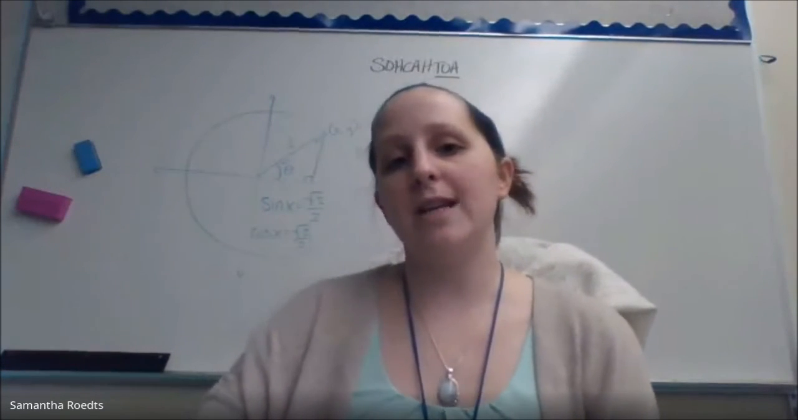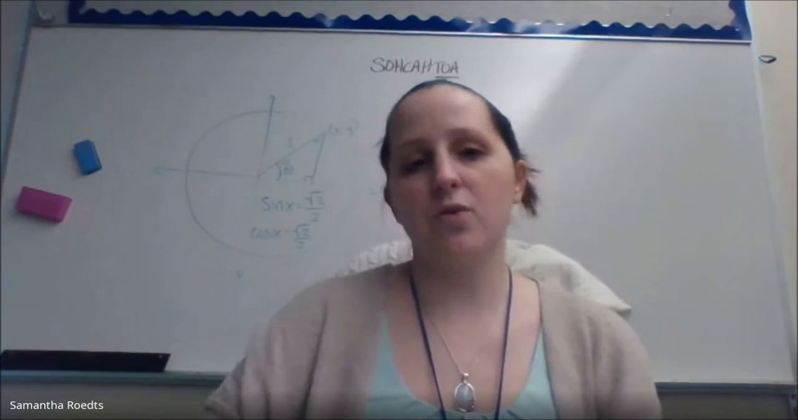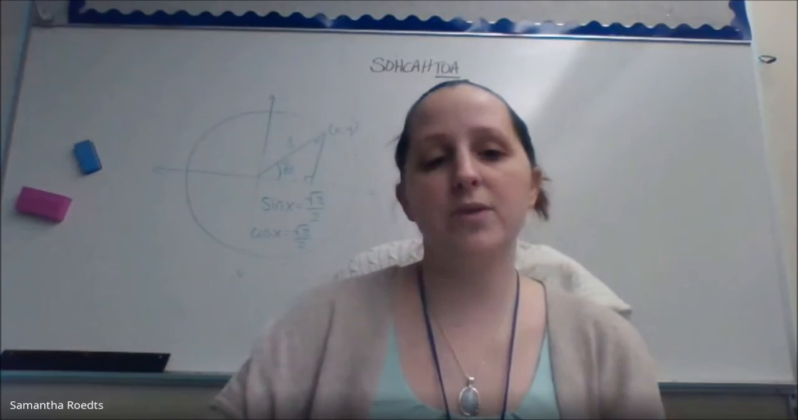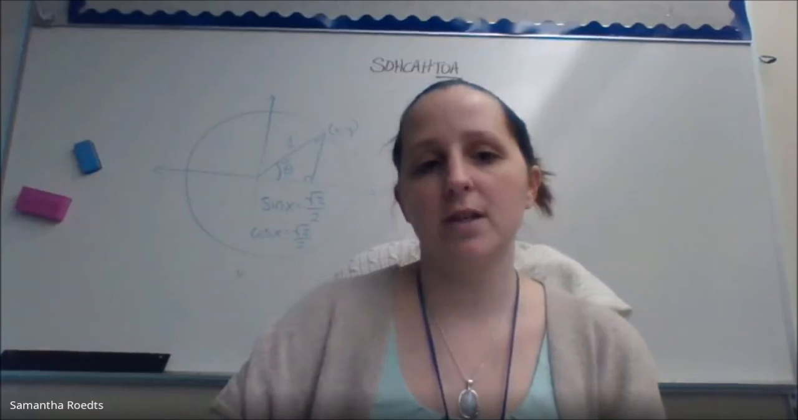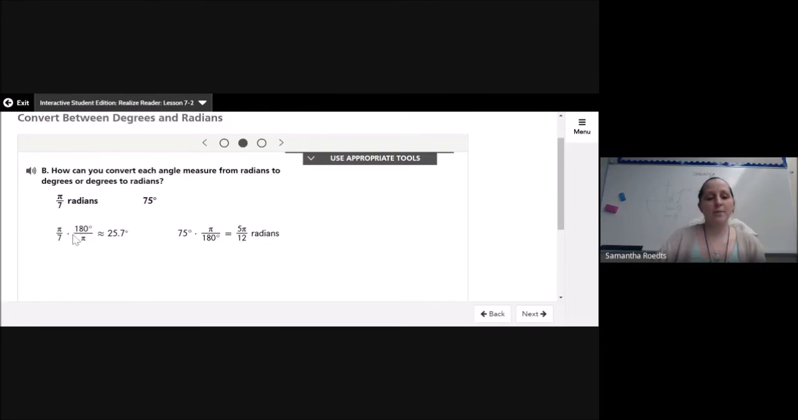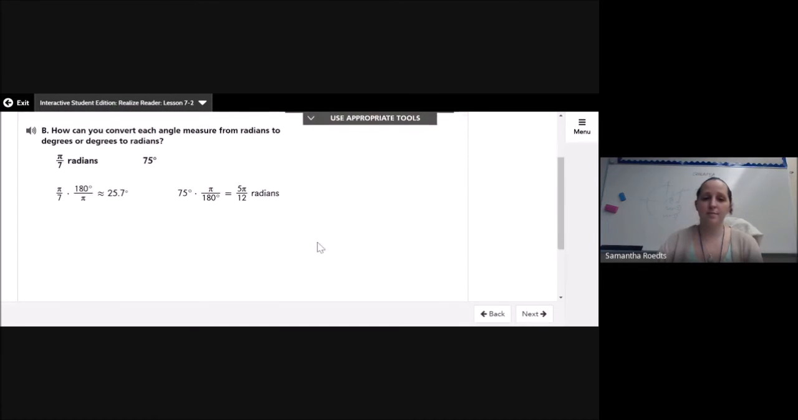B, how can you convert each angle measure from radians to degrees or degrees to radians? So I have pi over 7 radians and 75 degrees. For pi over 7, I multiply by 180 over pi, which gives me approximately 25.7 degrees. And for 75, I multiply by pi over 180, which gives me 5 pi over 12 radians.